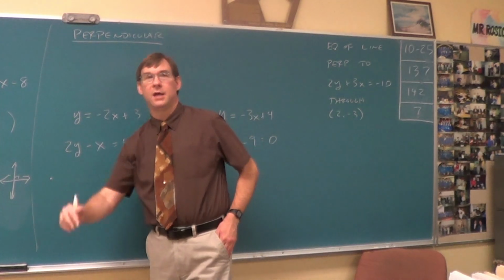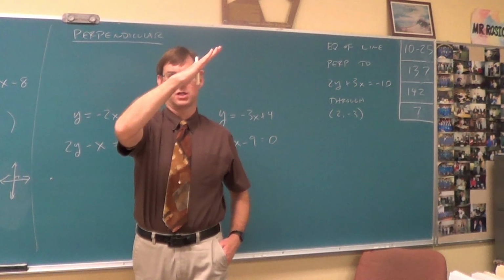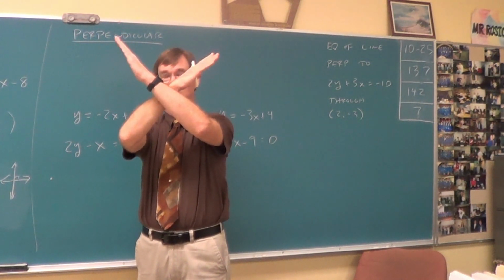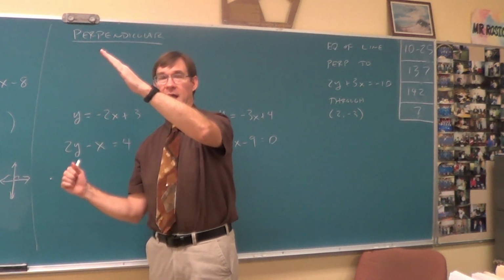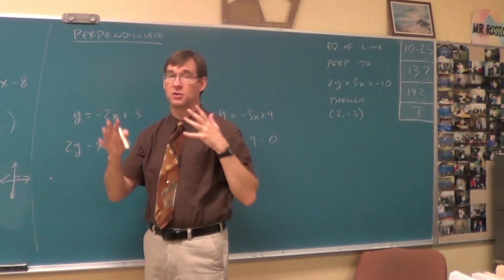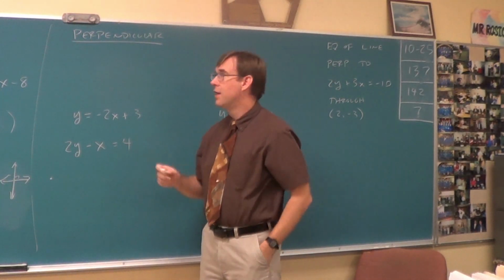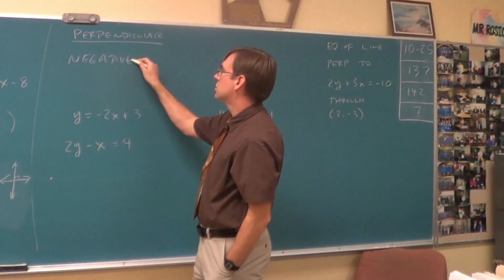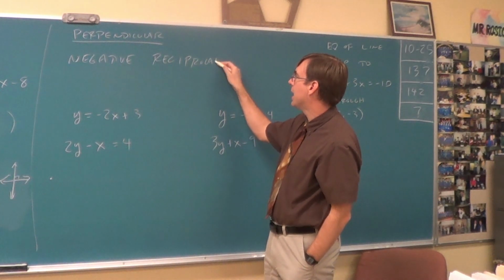Let's start with this. If one of the lines has positive slope, the perpendicular line to it must have negative slope. Or if one line had negative slope, the perpendicular must have positive slope. So there's something going on with that. They are negative reciprocals. The negative has to do with the fact that we need to switch the signs.